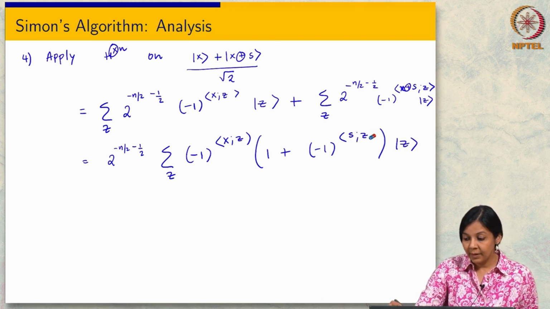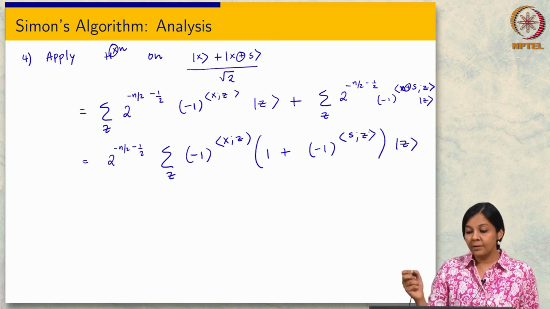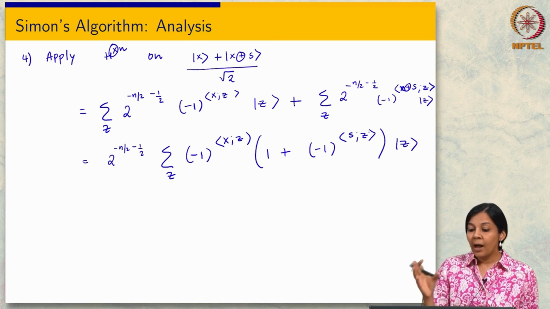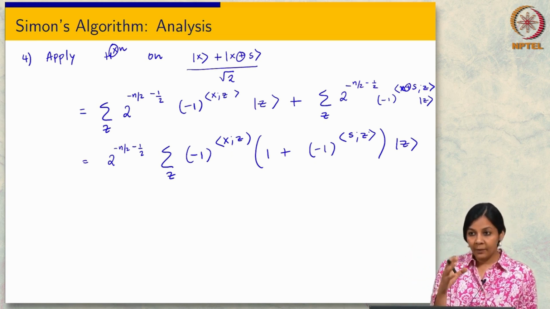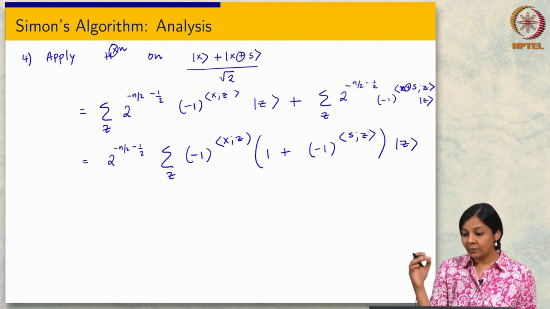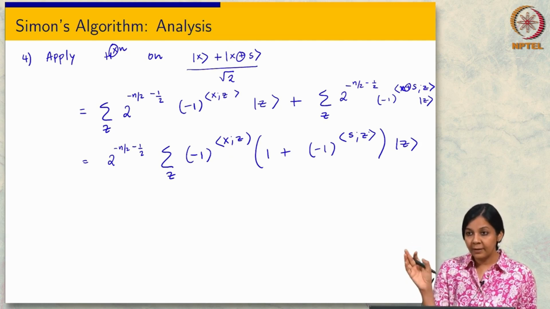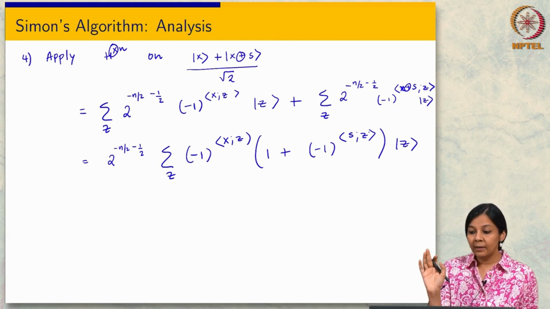Does everyone agree? This is just a simple algebraic manipulation. I have (-1)^(x·z) in both the terms, so I will take that out. In one case I will have 1 left, in the other case I will have (-1)^(s·z), correct? Everyone agrees with this?